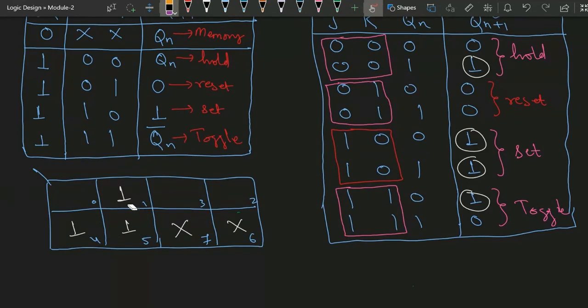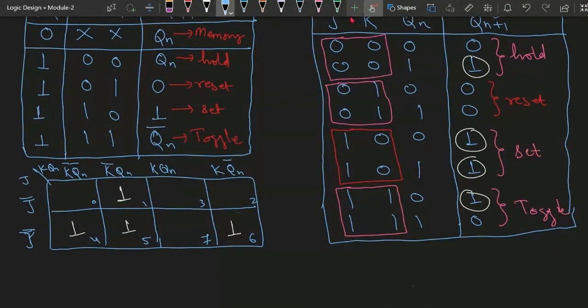So it is 1, then 4, then 5, and then this 1 is with respect to the 6. So this is the 6. This is basically J. So it is J bar, J, and K and Qn. So it is K bar Qn bar, K bar Q, and K Qn, K Qn bar.